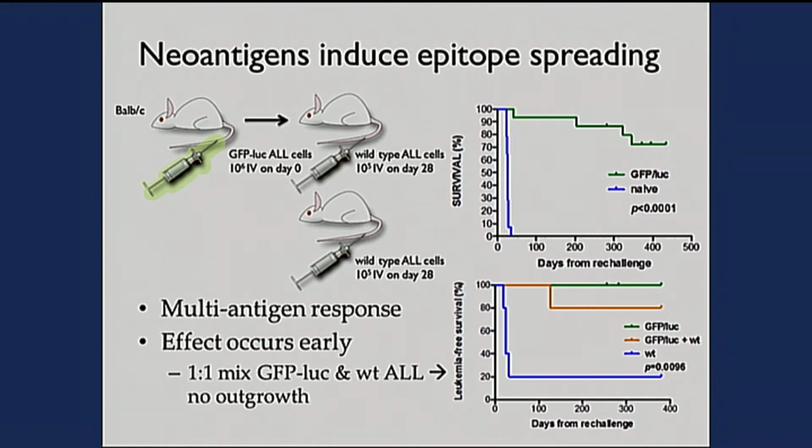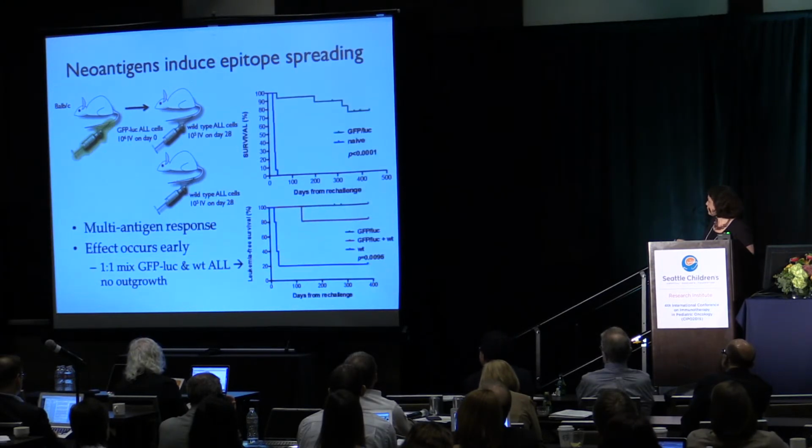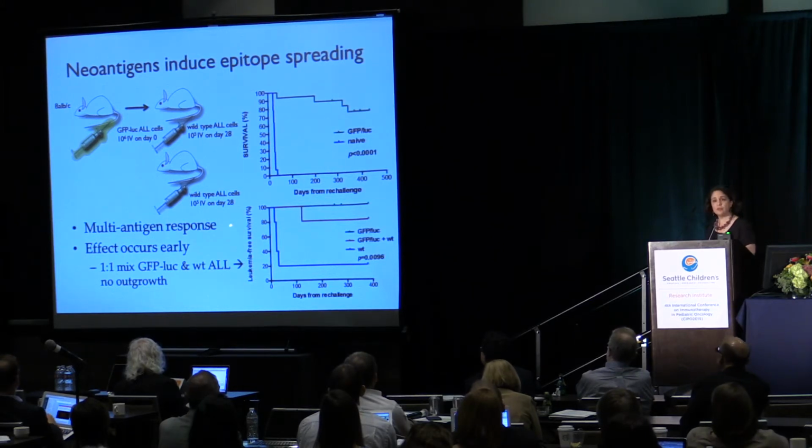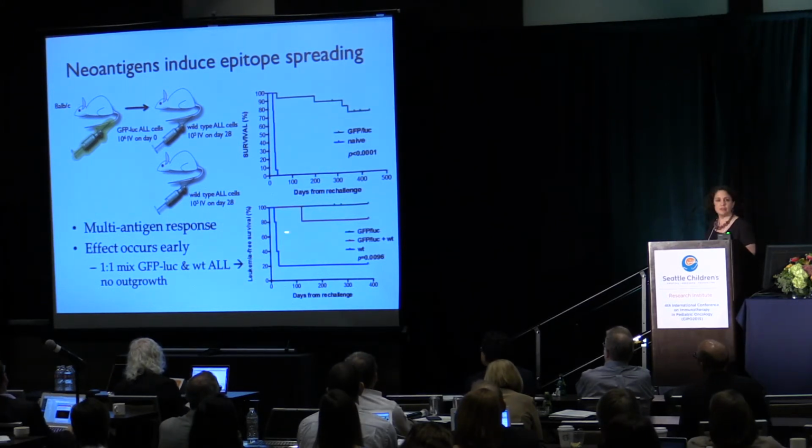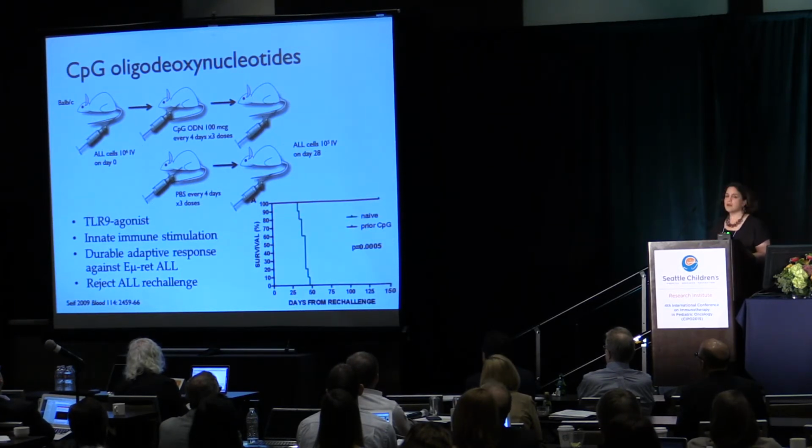This effect seems to occur early, so irrespective of whether we clear the leukemia and then re-challenge, or if we give a one-to-one mix up front, the mice are able to recognize the additional antigens and clear the disease. Scott is thinking about another non-antigen-targeted, durable, adaptive immune response that we had seen previously.